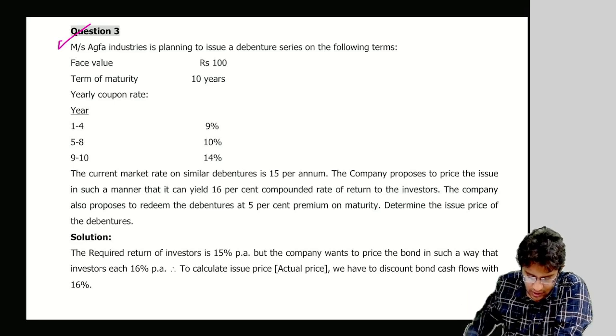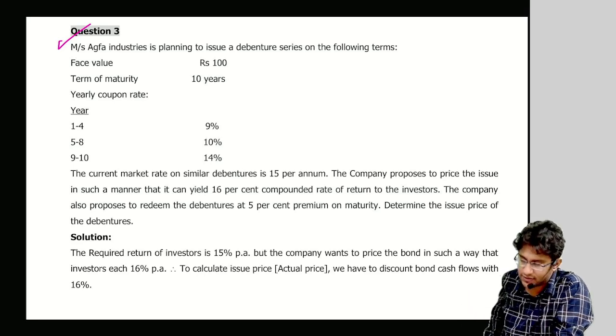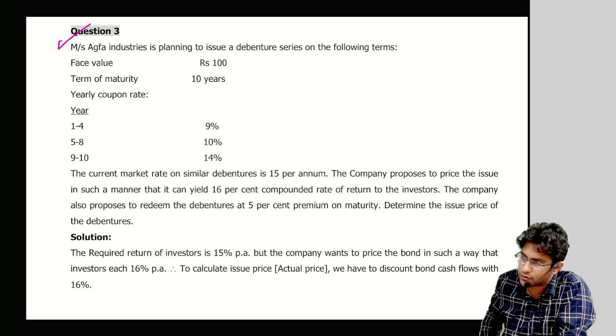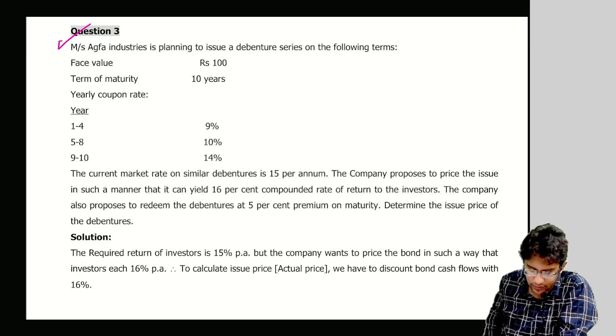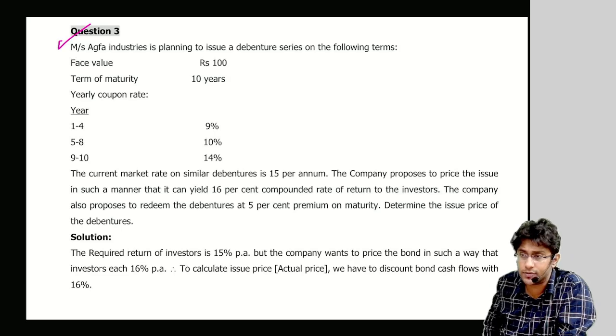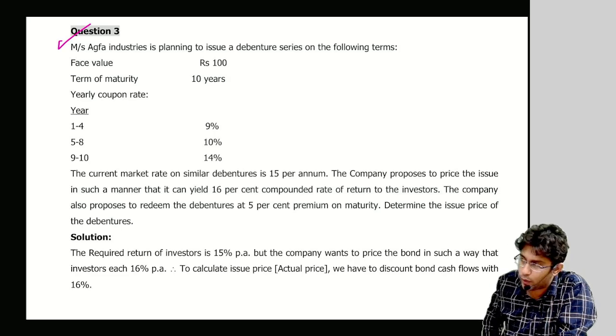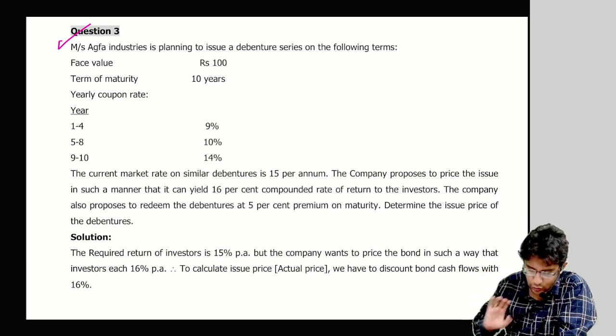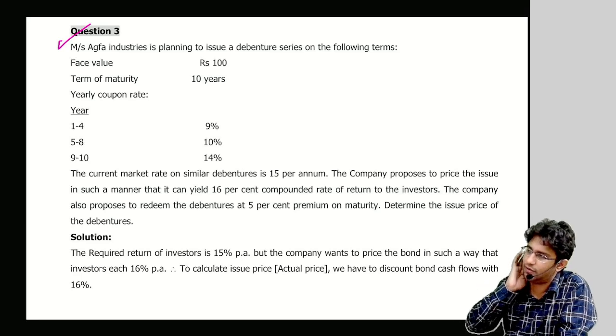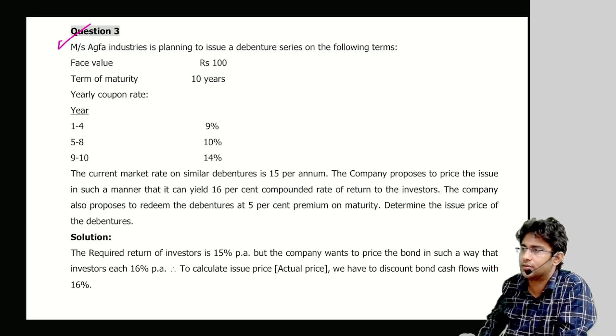Please read. ACFA Industries is planning to issue a debenture series on the following terms. So there is a company issuing bonds, sir. Face value 100. Term of maturity is 10 years. Yearly coupon rate: year 1 to 4, 9% they will pay as coupon. Years 5, 6, 7, 8, the next 4 years they will pay at the rate of 10% coupon. Last 2 years they will pay 14%.